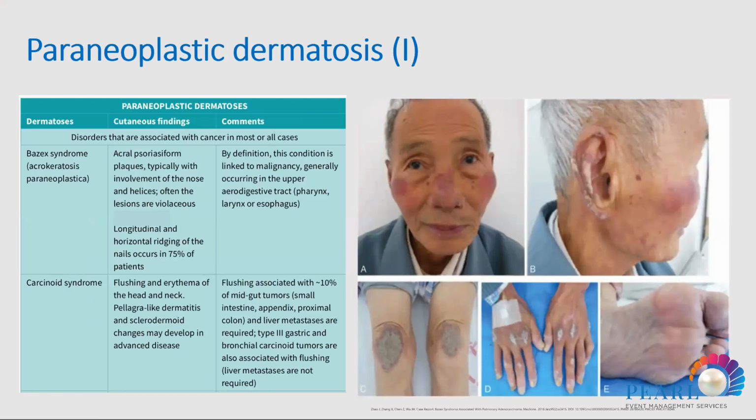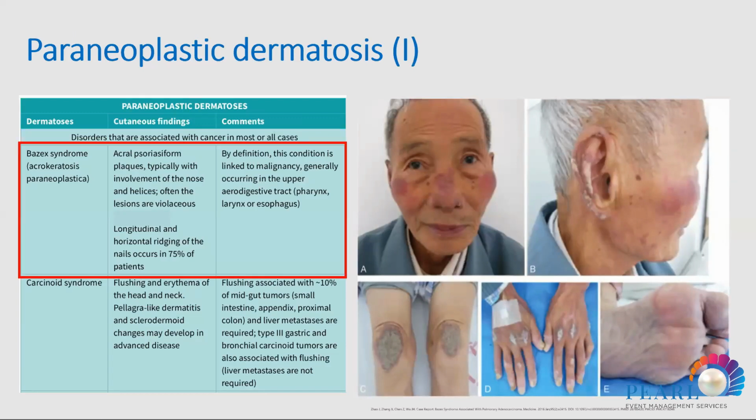So we're going to be talking about a few paraneoplastic dermatoses, starting off with Bazex syndrome. This is also known as acrokeratosis paraneoplastica, which presents as acral psoriasiform plaques. Patients may have it on the ears and the heels, and lesions sometimes could be violaceous, and it's associated with aerodigestive tract malignancy, such as the pharynx, larynx, and the esophagus.